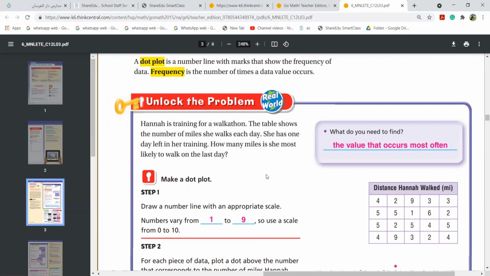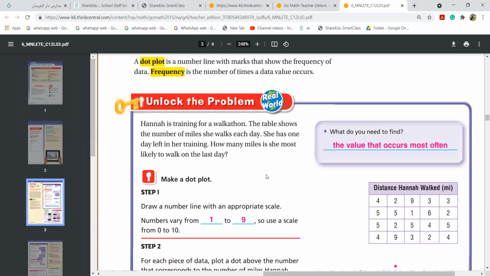Hannah is training for a walkathon. The table shows the number of miles she walks each day. She has 1 day left in her training. How many miles is she most likely to walk on the last day? What do you need to find? I need to find the value that occurs more often. I need to find the value that is coming again and again. Like mostly how many miles is she walking?